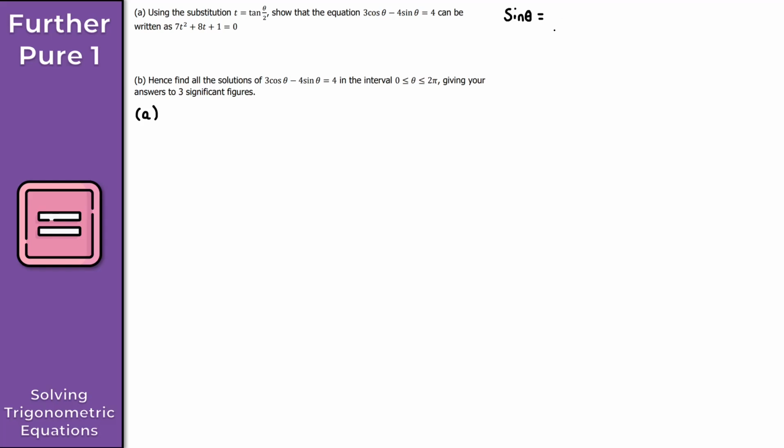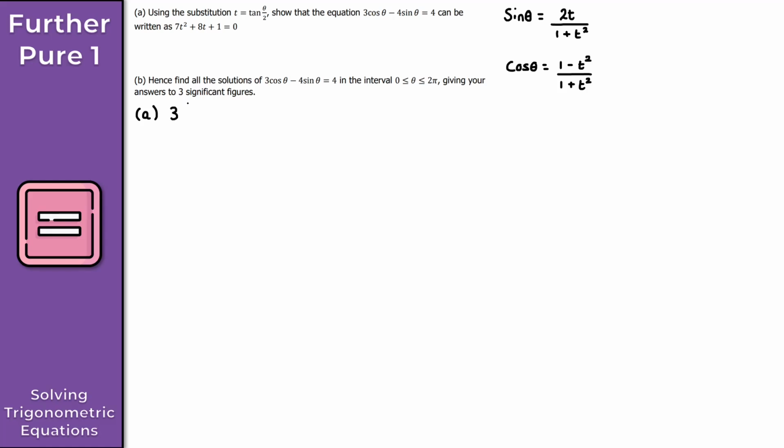So nice and straightforward here for sine theta, that's simply 2t all over 1 plus t squared. And now for cosine theta, again nice and straightforward, we get 1 minus t squared all over 1 plus t squared. Okay, so in that case, just replacing cos theta with this expression, and doing the same for sine theta with this result here.